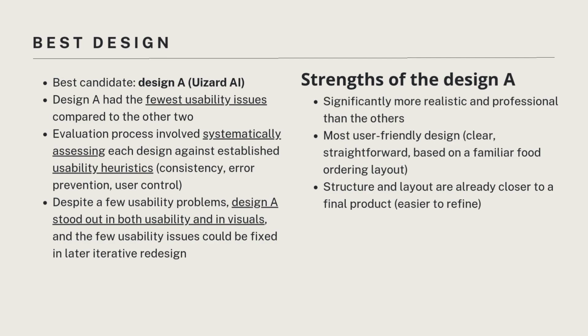Here is the summary of the strengths of Design A generated by Uizard AI. First, significantly more realistic and professional than the others. Second, the most user-friendly design, with a clear, straightforward layout based on a familiar food ordering design. Lastly, structure and layout are already closer to a final product, which makes it easy for designers to refine.